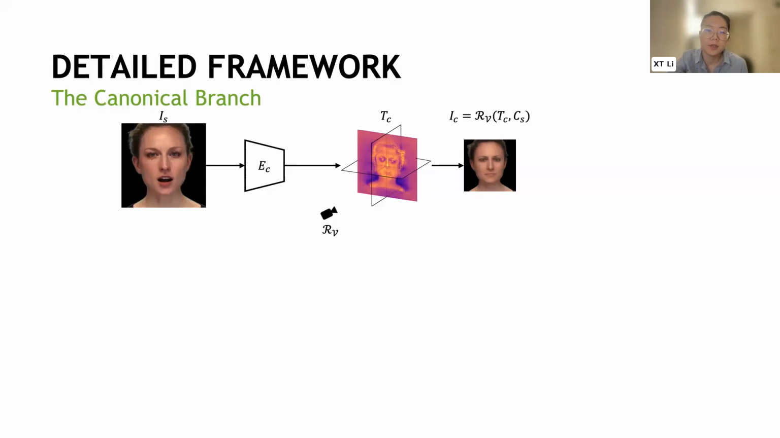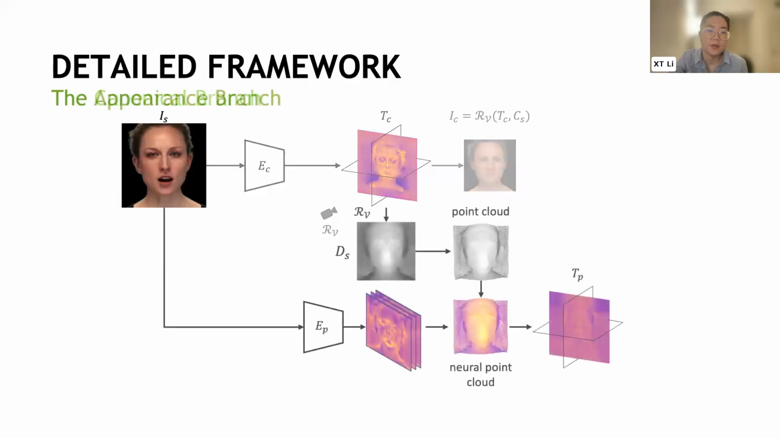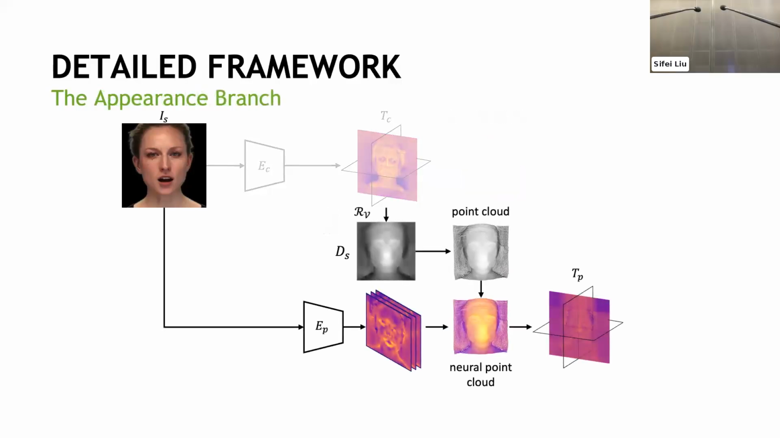Here we show the rendered image of the canonical triplane. We can see that the rendering has a neutral expression, but it lacks photorealistic details in the input image. This is because single view 3D reconstruction from 2D images is essentially a holistic process. If we only use a single encoder, the encoder will focus on reconstructing the coarse geometry, but ignore the intricate details in the input image. So to capture the details in the input image, we propose an appearance branch.